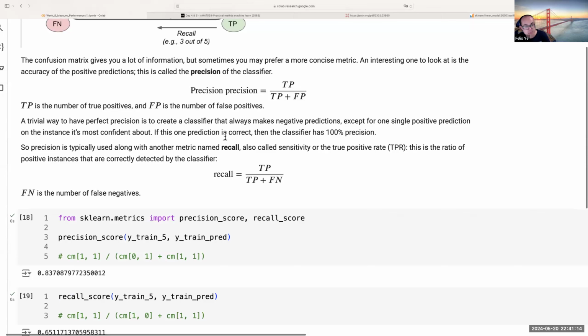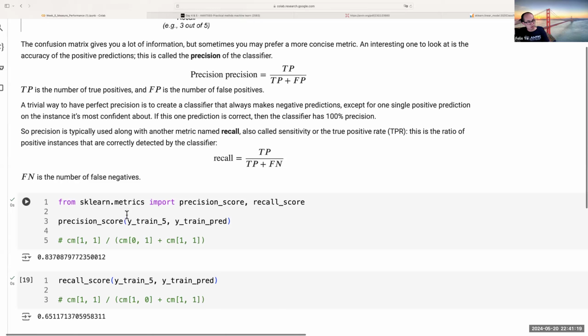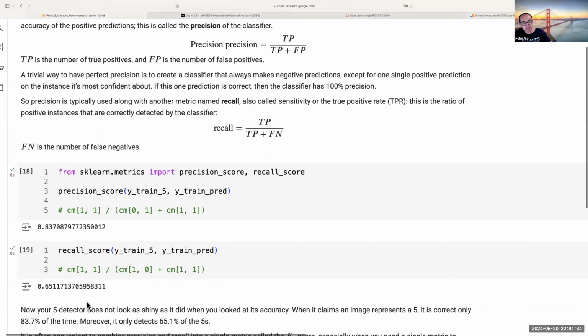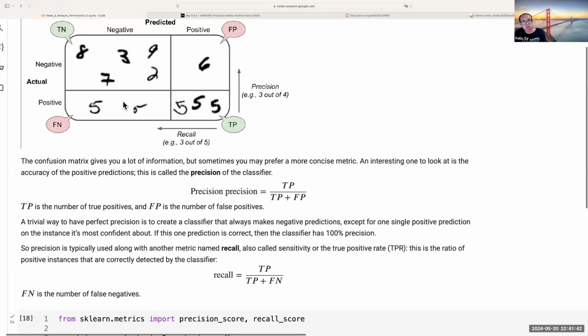All right, so for the recall, there's a way to calculate these precision scores and recall scores, and it's very simple. For this specific problem, we see the precision is 83.7%, and the recall score is 65.1%. So you can see the recall score is not doing a very good job. That means it should be classified as 5, but somehow a lot of them are classified as non-5. That is, I would say, the main source of the error here.